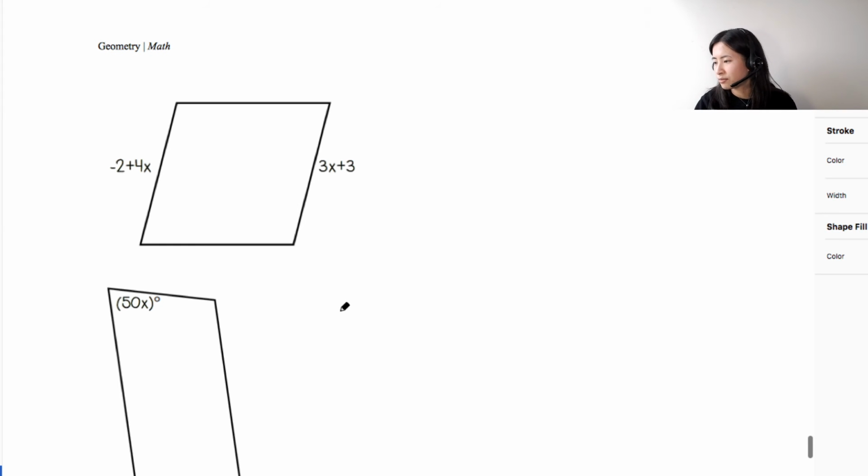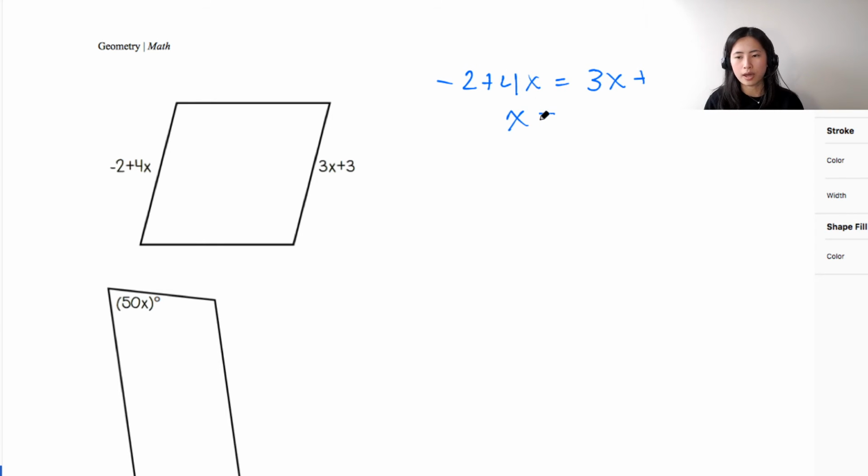Now we have this, right? So we're now looking at sides, right? Again, it's not too bad because this is just going to be equal to this, right? Because we know that this is a rhombus. So we have negative 2 plus 4x, and this is equal to 3x plus 3, right? So 4 minus 3, that's equal to x. Then you have 3 plus 2, which is 5, right?